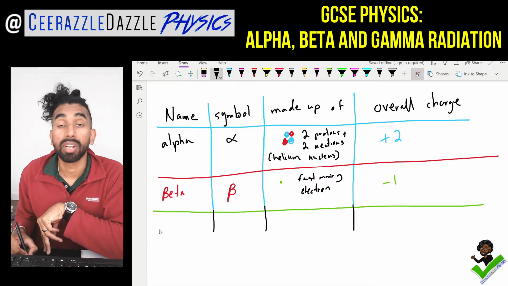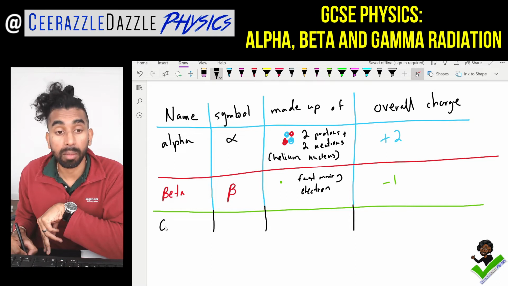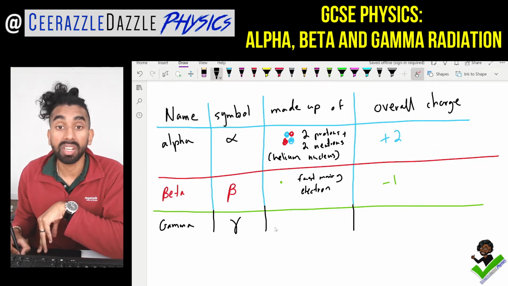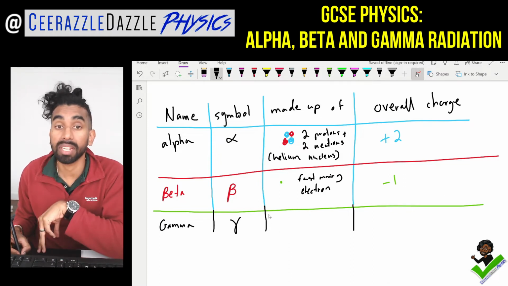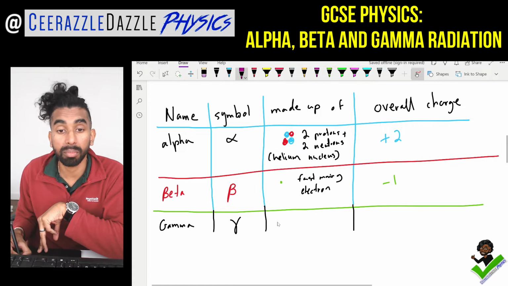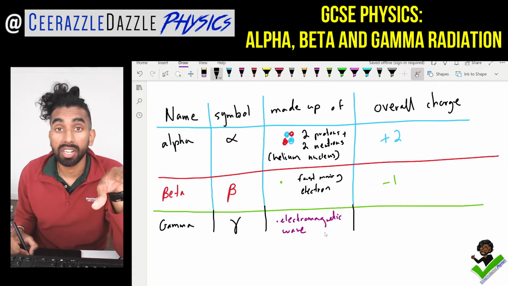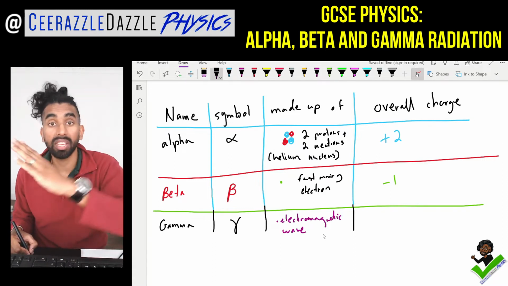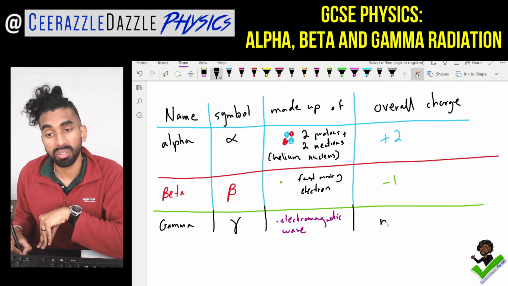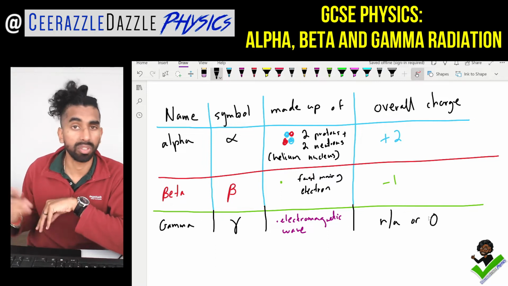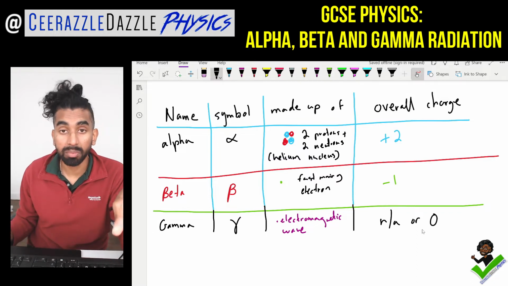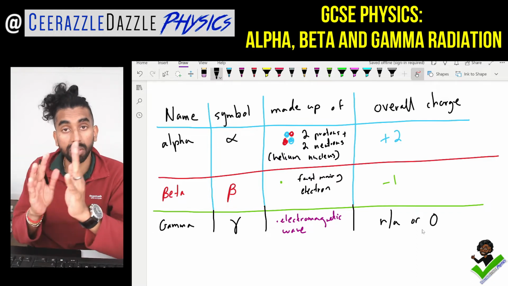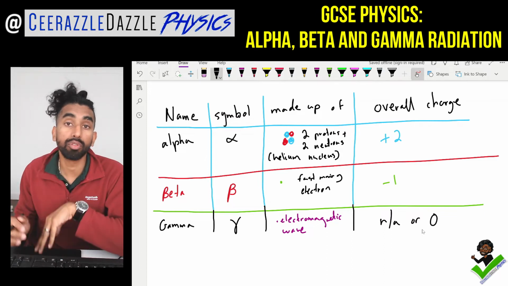And last of all, we have gamma, so we're going to put down gamma on this side over here. And what is it, guys? Hopefully you can remember from the previous topic, the waves chapter, it's an electromagnetic wave. And because it's an electromagnetic wave, there's no charge. So you can put not applicable, no charge, or 0. I'm happy with that because the wave has no charge. So make sure you know the name, symbol, what it's made up of, and the overall charge here.